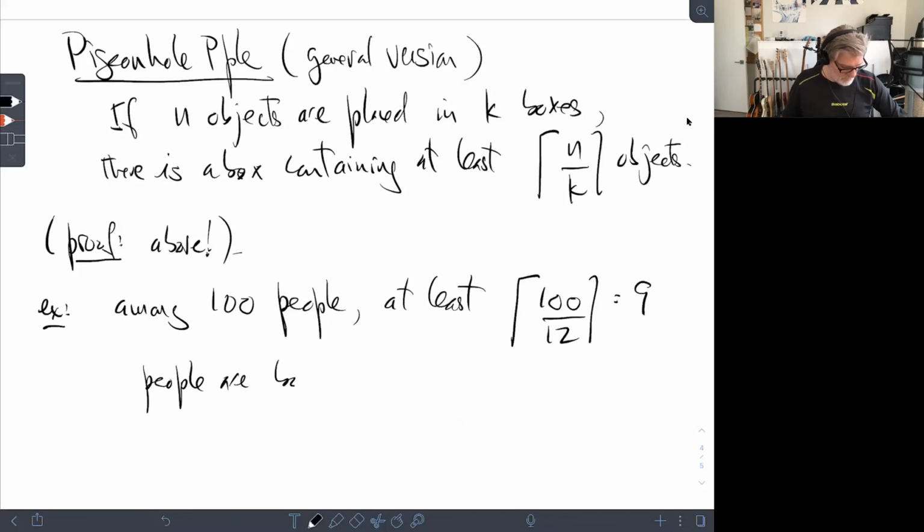are born in the same month, for sure. You can see it backwards if you wish. If you have only 8 people for each month, then 8 times 12 doesn't get to 100. You're not going to reach 100 with only 8 people born in each month. So there must be some month with at least 9 people in it. Okay, so that's the same.